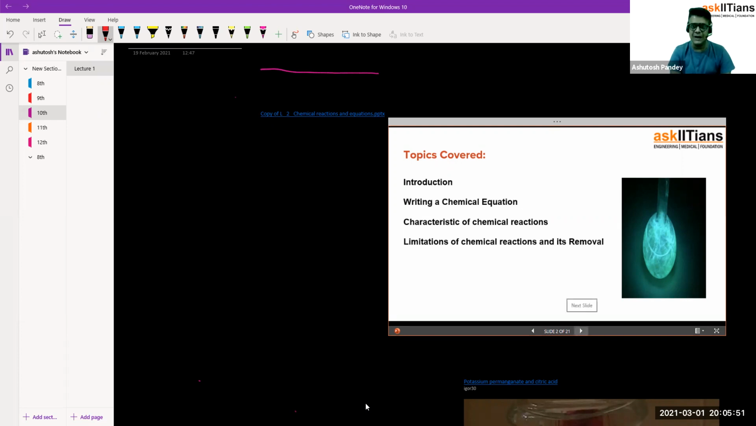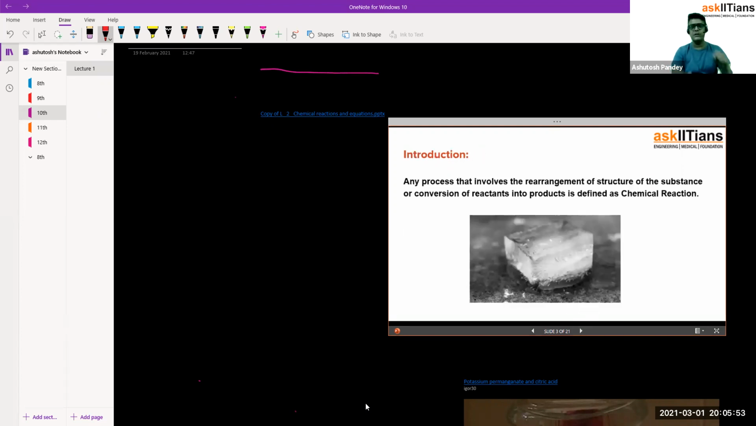So first we'll have an introduction. When a change happens, whenever there's a change, then we'll say that this change is either of physical form or chemical form. So in physical changes, what happens is the composition will remain the same.